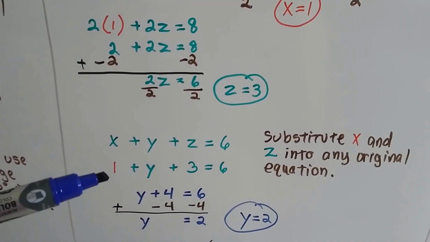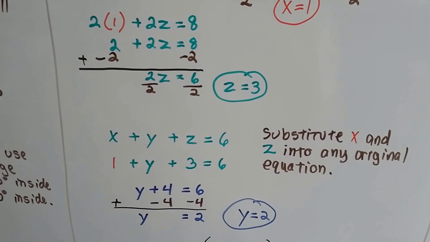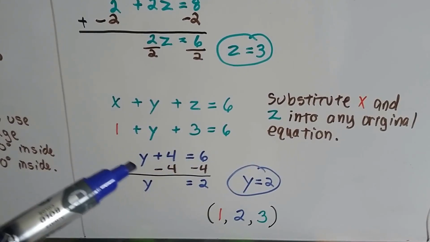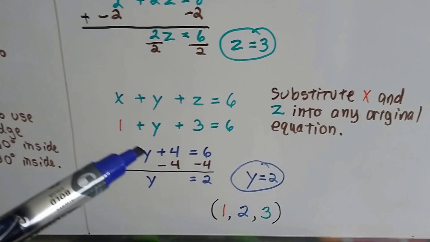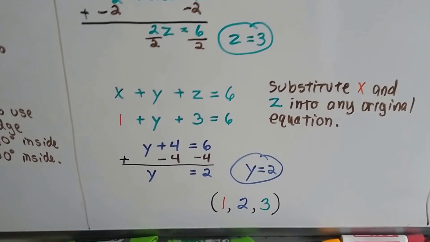Well, if x is a 1, that means 1 plus y plus 3 equals 6. Combine like terms, that means y plus 4 equals 6. I add a negative 4 to each side of the equation to isolate the variable y, and I get y equals 2. So I know my ordered triple is 1, 2, 3.